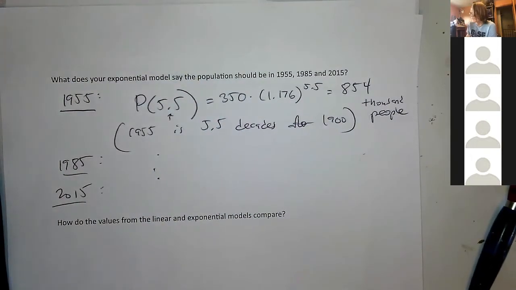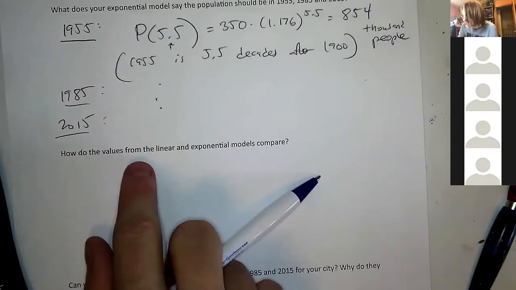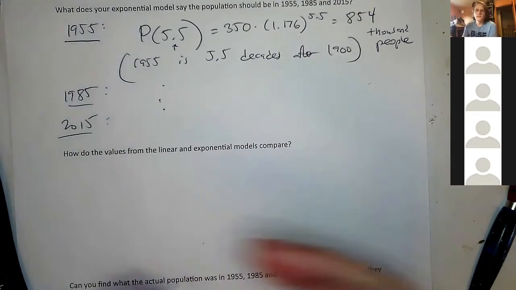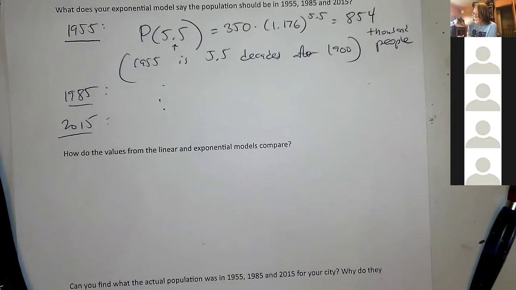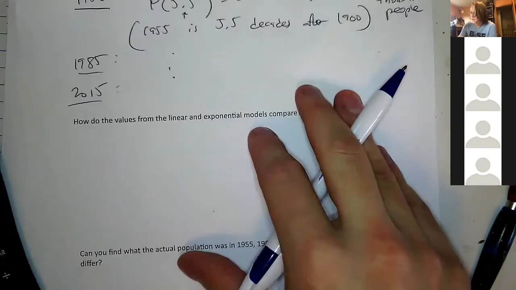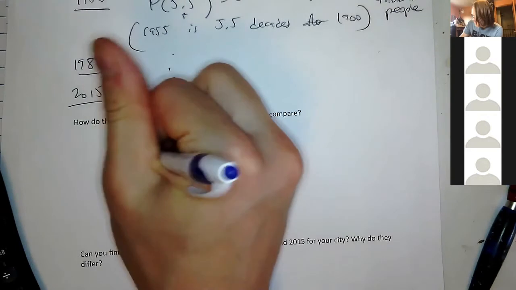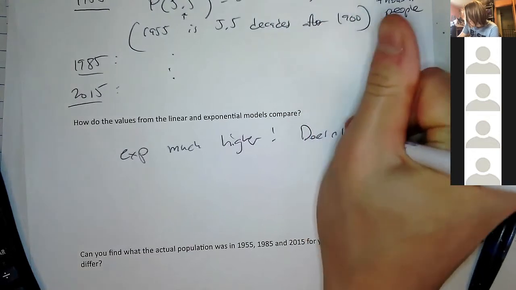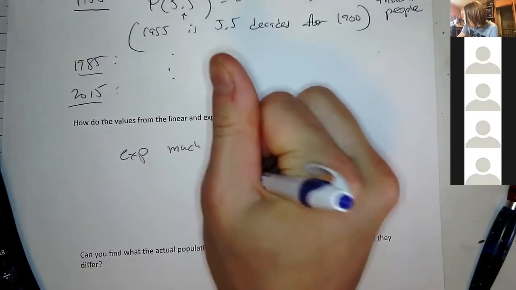All right. So again, that's kind of just the linear part. And then this question: how do the values from the linear and exponential models compare? Again, there's not really a right or wrong answer for these. If we're looking just at my numbers here, the exponential is much higher. Much higher. It doesn't really fit later data.